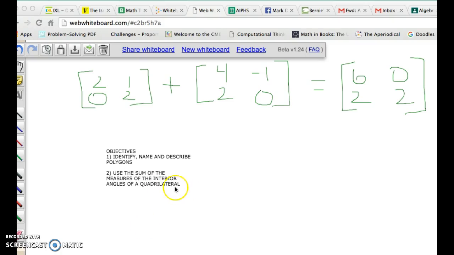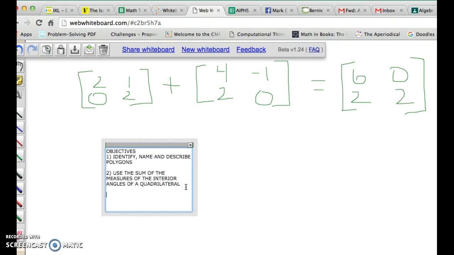All right, we're on lesson 6.1 in our textbook. It's a little bit of review for us because we covered it using the other textbook. But our objectives are to identify, name, and describe polygons, and then to use the sum of the measures of the interior angles of a quadrilateral. So just a little bit on what all that means.